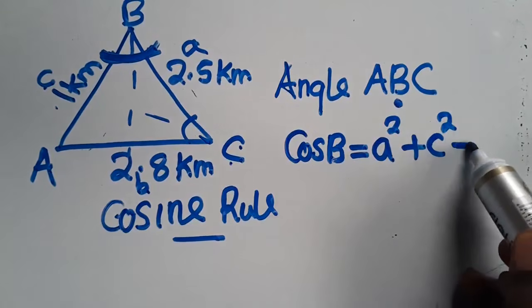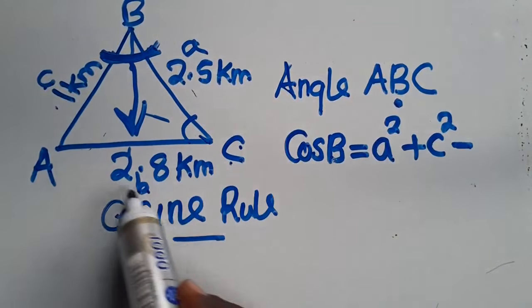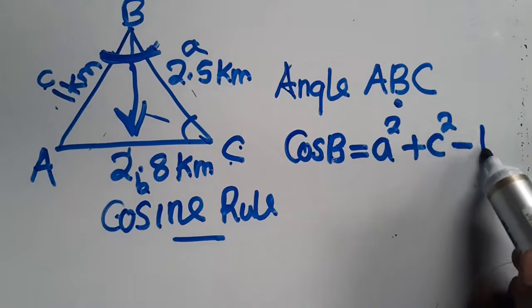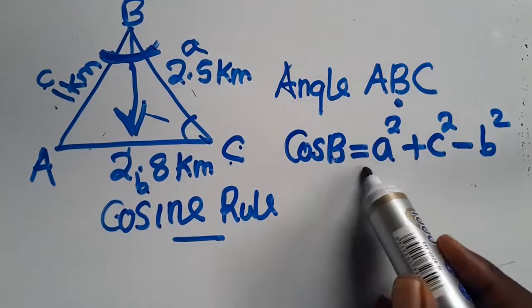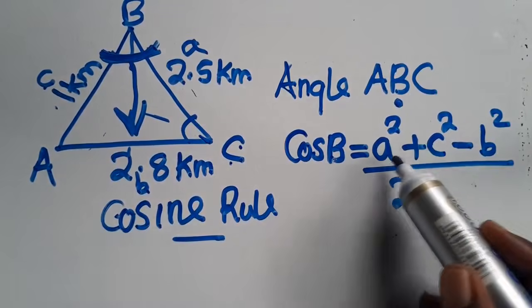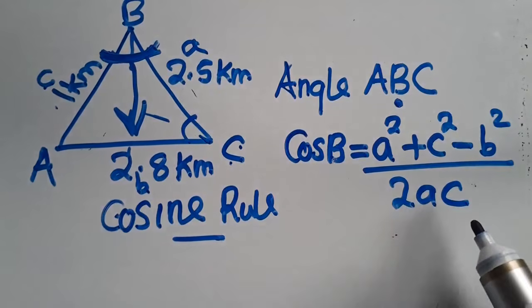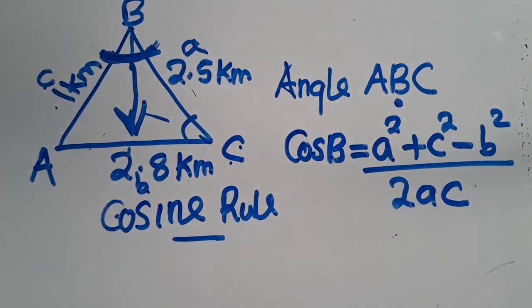Then you say minus a side that is opposite. Which side is opposite? B. So B squared over, you put a 2, then you multiply this, AC. So AC. This is the formula that you need to use according to this question. Just according to this question, this is the formula that you need to use.